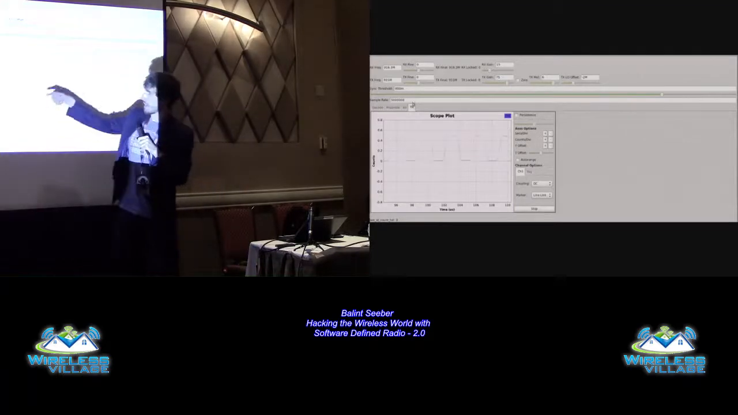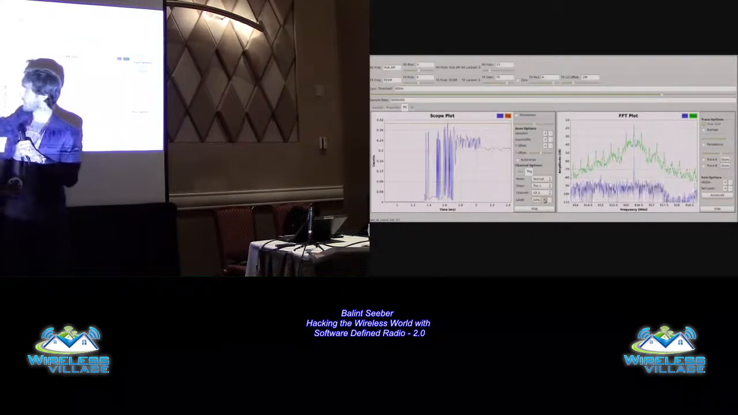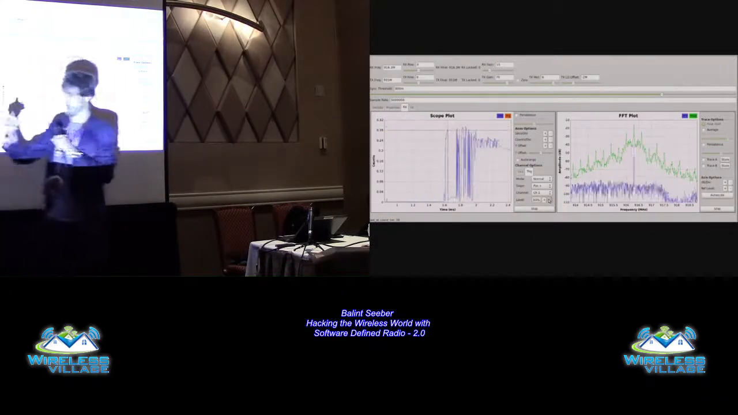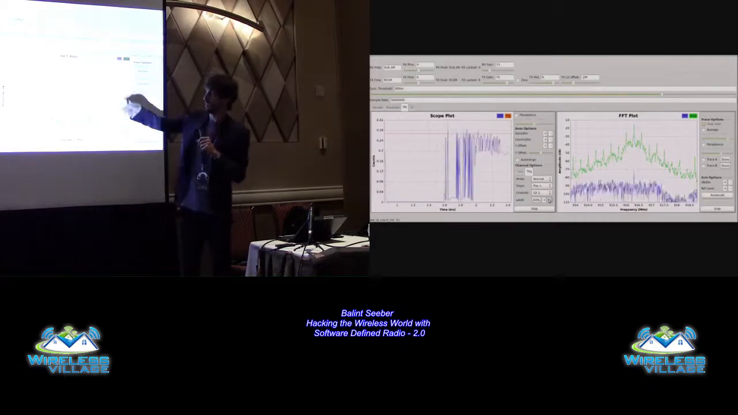This is what's going out, and this is what's being received, and you can see here is that backscatter modulation when I'm actually holding the tag over the antenna. And you can see that it's moving there. So there's nothing there now.